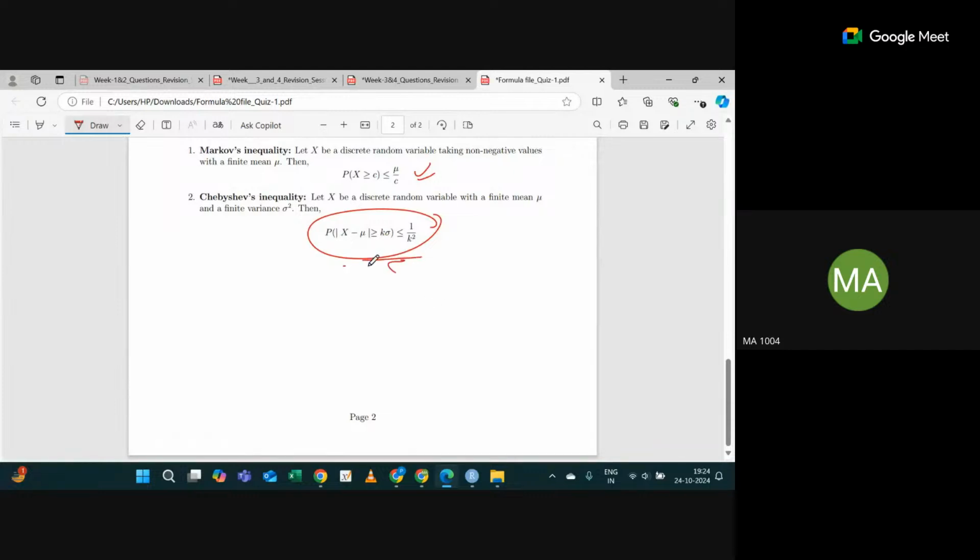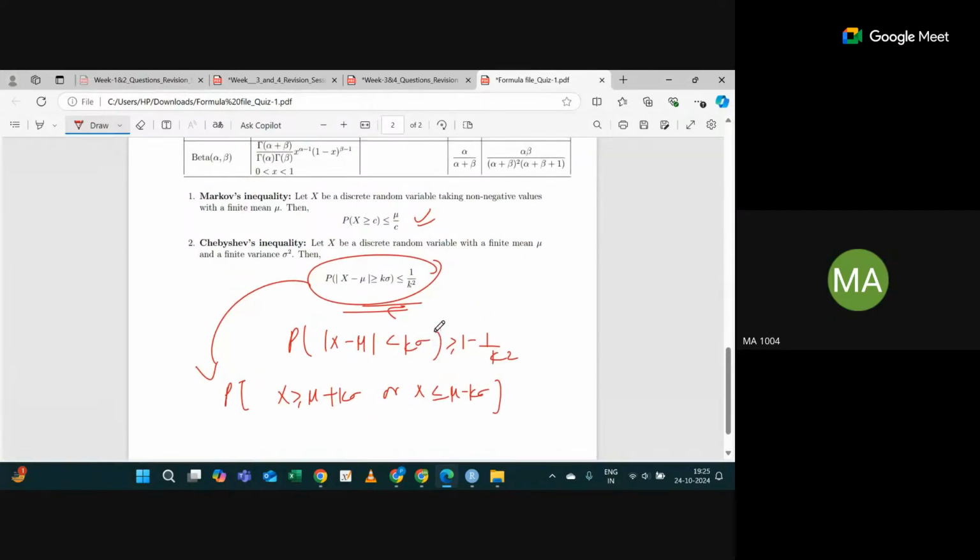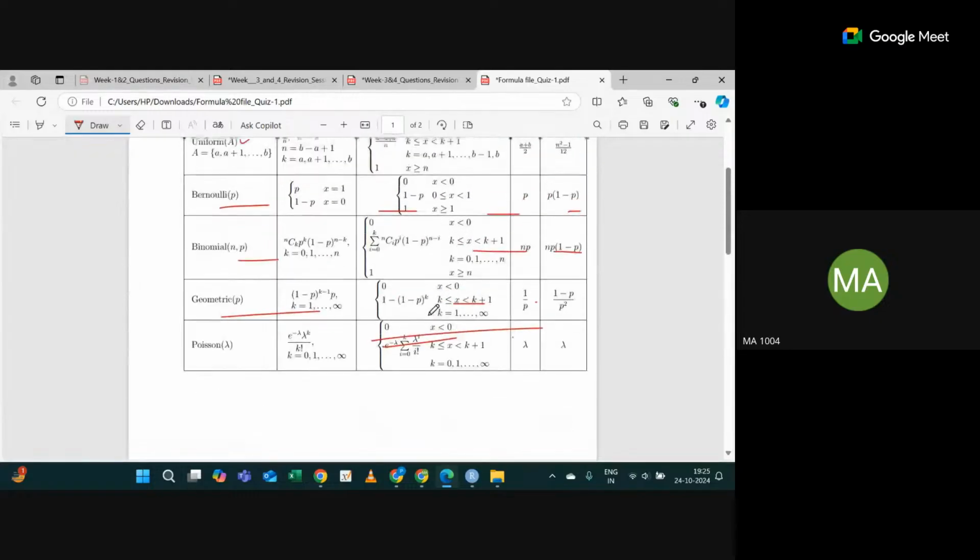So one form is given to you, another form you can derive, right? The other form will be less than k sigma and greater or equal to 1 minus 1 by k square. The rest is your task, right? If this is the case, you can do it like this: x is greater or equal to mu plus k sigma, or x is less or equal to mu minus k sigma. Okay, understood? This is the formula set which will be given for your quiz 1 exam.